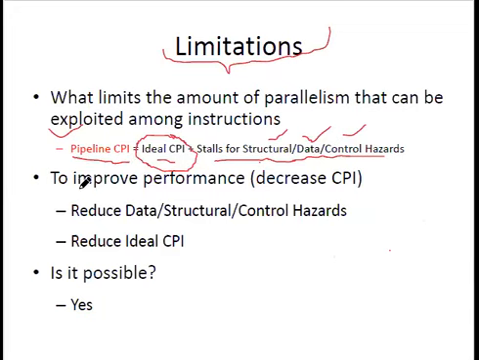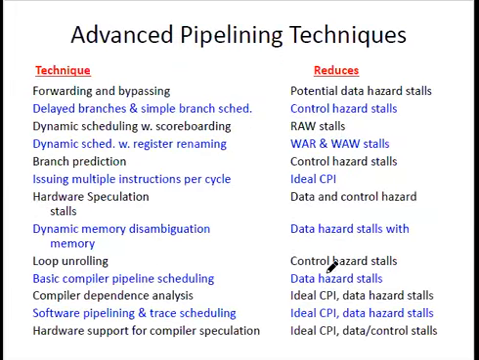In order to improve the performance or to decrease the CPI, we must reduce all three hazards, that is the data, structural, and control hazards, which reduces the CPI. So let us see what techniques are implemented and what their effects are. These are the advanced pipelining techniques, as you can see.